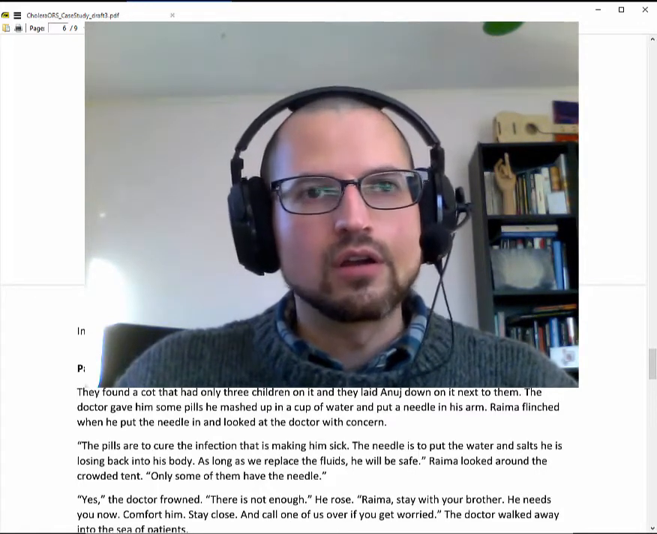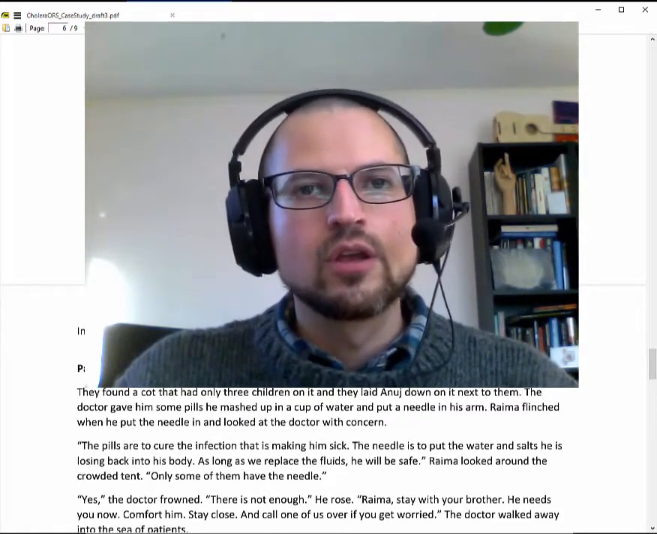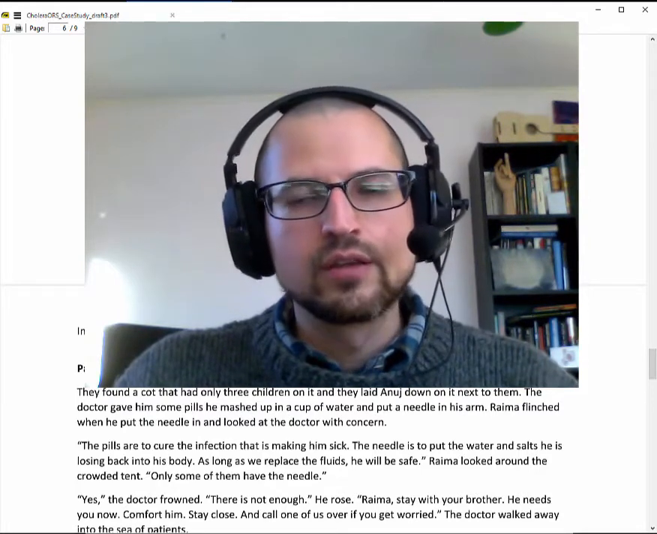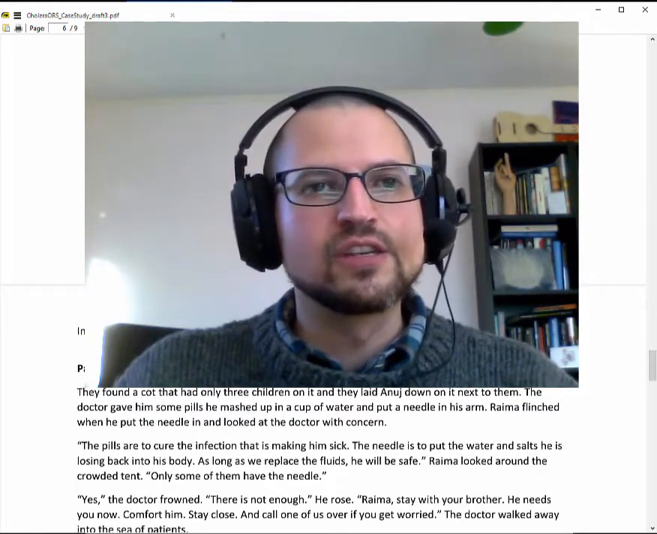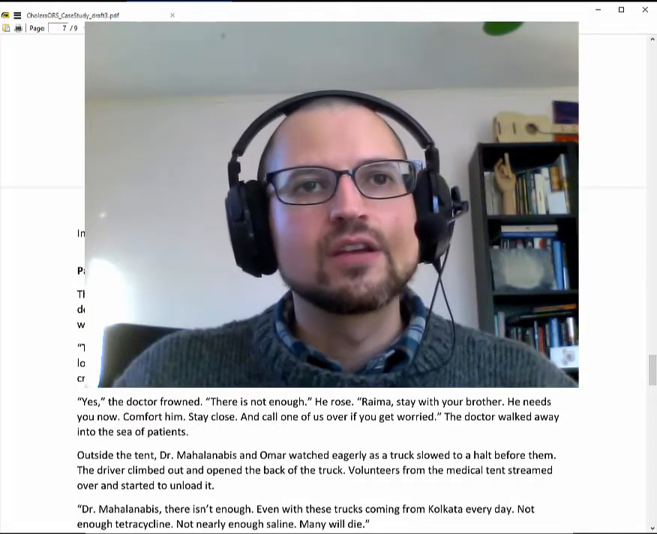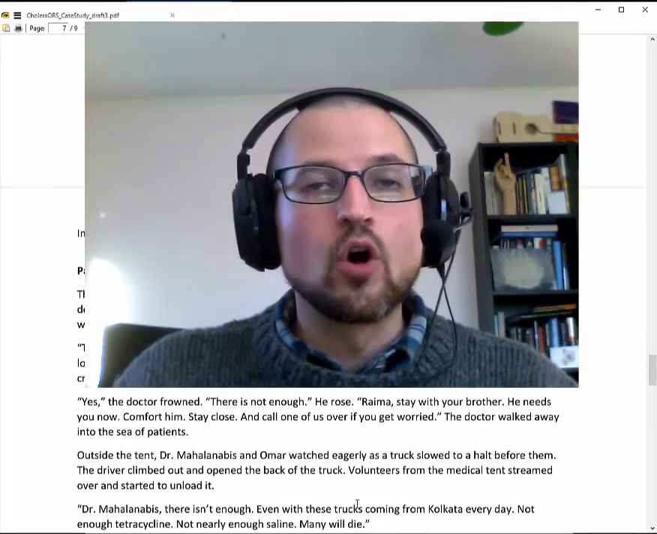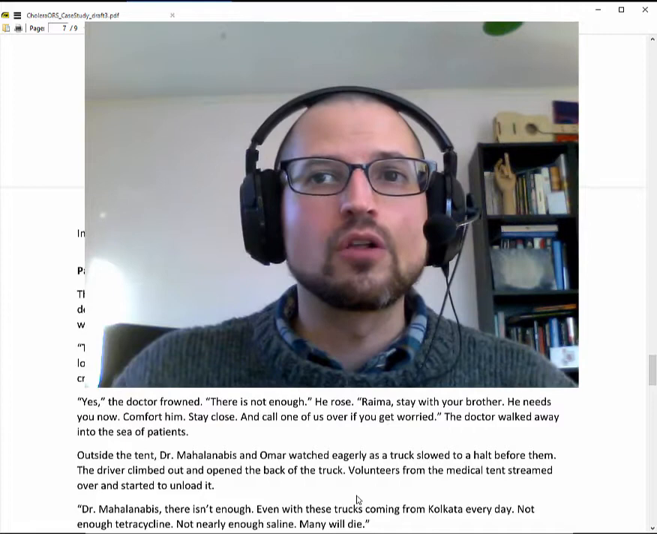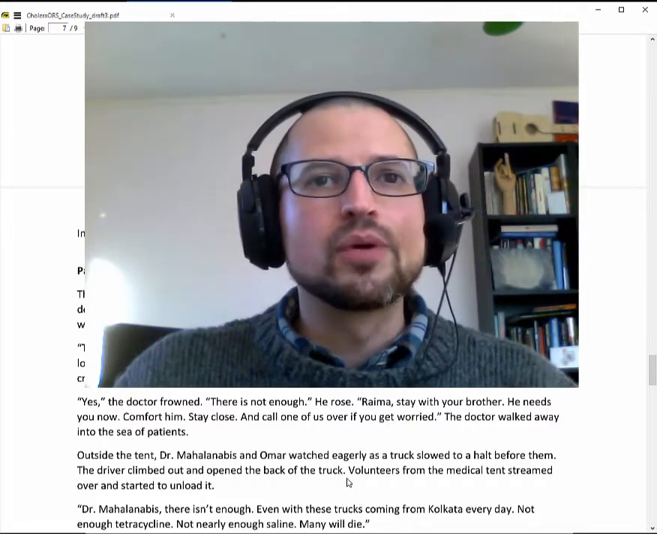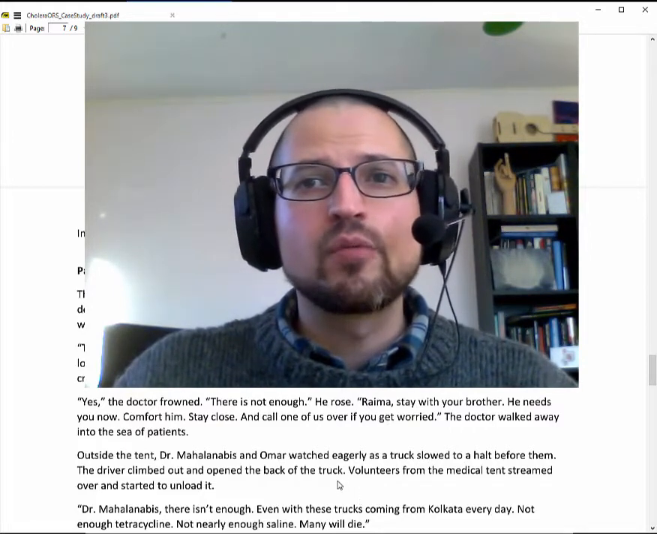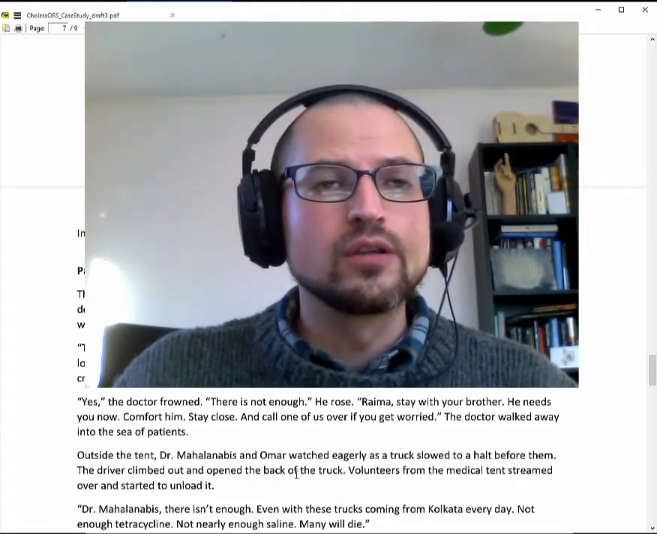He needs you now. Comfort him, stay close, and call one of us over if you get worried. The doctor walked away into the sea of patients. Outside the tent, Dr. Mahalanobis and Omar watched eagerly as a truck slowed to a halt before them. The driver climbed out and opened the back of the truck. Volunteers from the medical tent streamed over and started to unload it.